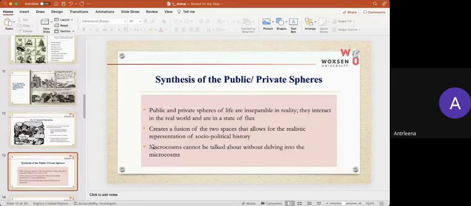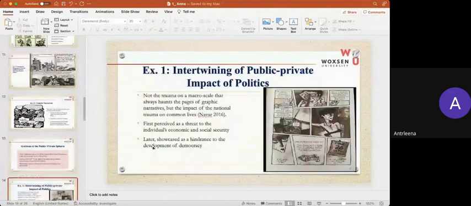And think about it, because reality is always in a state of flux. Real life is always in a state of flux. So it's very important that we represent reality, and we represent it by showcasing both the public and the private spheres of history. And as also stated by Gravett, macrocosms cannot be talked about without delving into the microcosms. So if you want to talk about the bigger spheres, you cannot dismiss the microcosms. You cannot dismiss the individual stories. So I'll just give you an instance here.